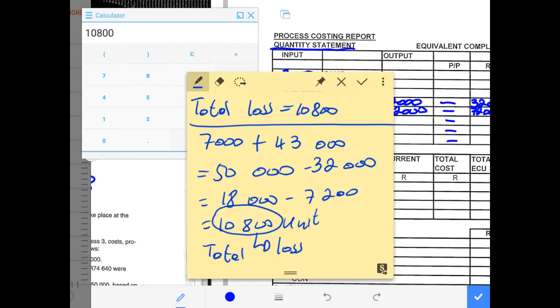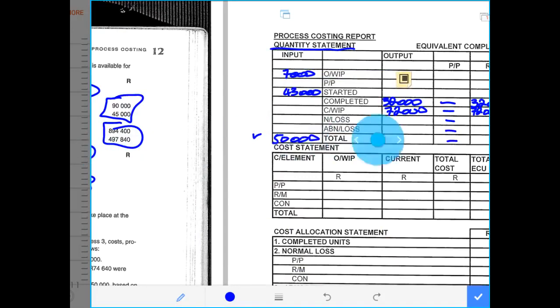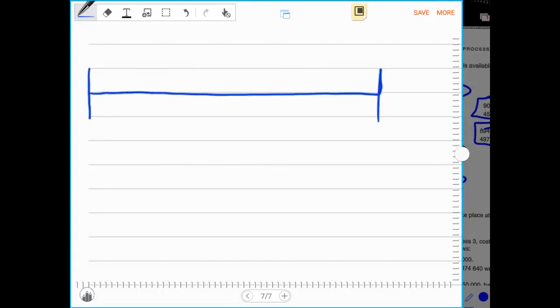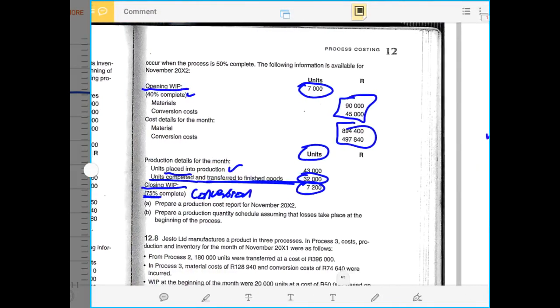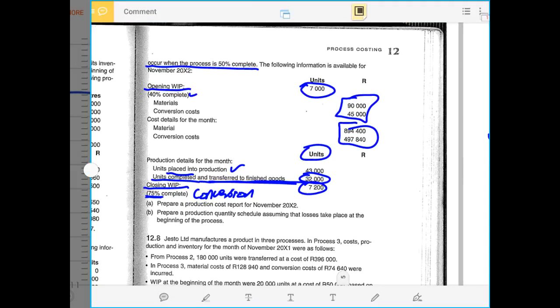Out of this total loss, we still have to calculate which of the loss is normal and which is abnormal. Remember, we still have to use our timeline. Nothing has changed. We still use the same timeline to calculate whether the units have passed or will pass the point of inspection. And we know that we have 100% and we have 0%. And we are told that the point of inspection is when the units are 50% in terms of completion. Let us check that. Yes, they told us that inspection occurs when the process is 50%.